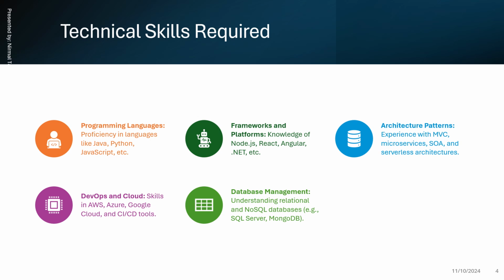To be successful, a technical architect needs a strong technical foundation. This includes proficiency in popular programming languages like JavaScript, Python, and Java, and expertise in frameworks and platforms such as Node.js, React, and Angular. They also need to understand architecture patterns like MVC and microservices, and be skilled in cloud platforms like AWS or Azure, as well as database management systems such as SQL and NoSQL.